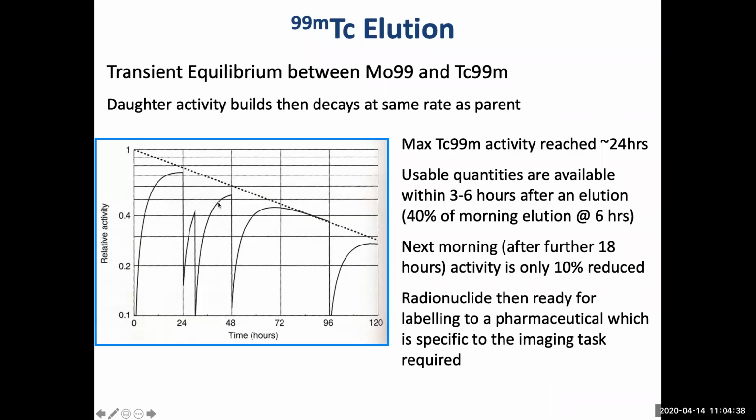So the activity is reduced every day. The generator is enough for 1 week or maximum 2 weeks for one facility. In our facility in King Fahd Specialist Hospital, every week we change the generator because we have a high number of patients. We receive the generator on Sunday. On Monday we use the first elution, and the activity will be the highest, the maximum, for example on Monday morning. After we get the technetium from the generator, we label this technetium with different compounds and use it for the patient.